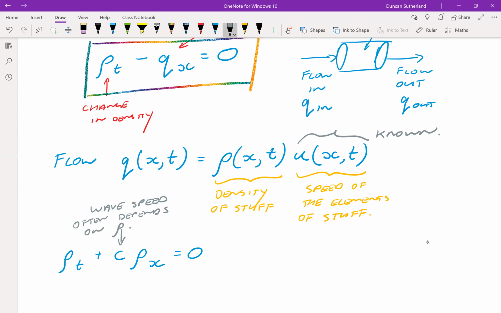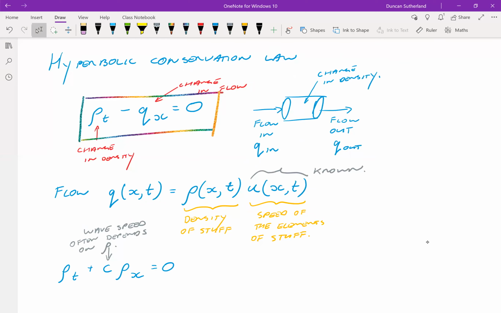For cars and traffic flow problems, think of the speed at which information like braking travels. If the car in front of you brakes, you've got to brake, the car behind you's got to brake, and so on, right? That wave of brakes propagating backwards moves at speed c. So hopefully that's a quick revision on the hyperbolic conservation law and how it can be applied to traffic modeling.